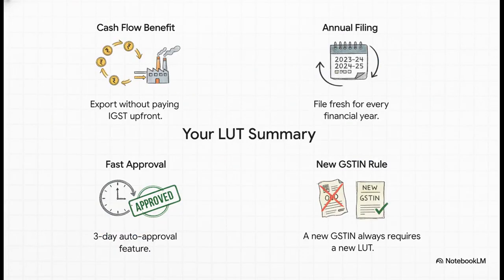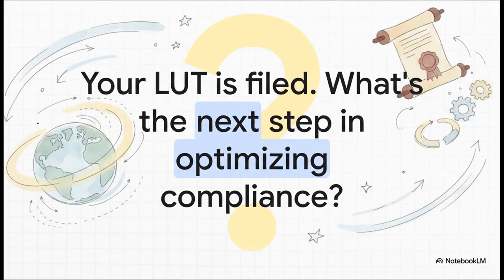So let's just quickly recap the big takeaways. Number 1, the LUT is your ticket to exporting without paying IGST upfront, freeing up your cash flow. Number 2, you've got to file a new one every single financial year. 3, the online process is easy and that 3-day auto-approval feature is your best friend. And finally, number 4, a new GSTN always means a new LUT. And there you have it. You are now equipped to handle the letter of undertaking for this financial year.